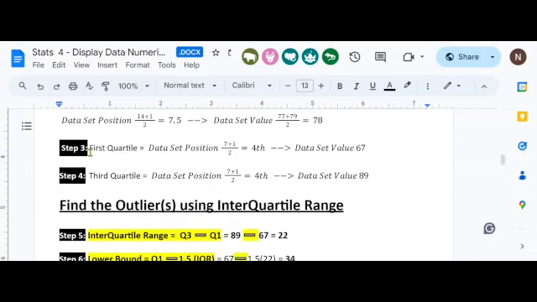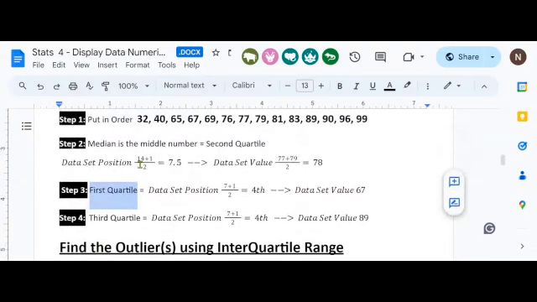Step number 3, find the first quartile. We said we have 14 numbers, meaning 7 and 7. So 7 here and 7 there. What will be the middle number here? 67.